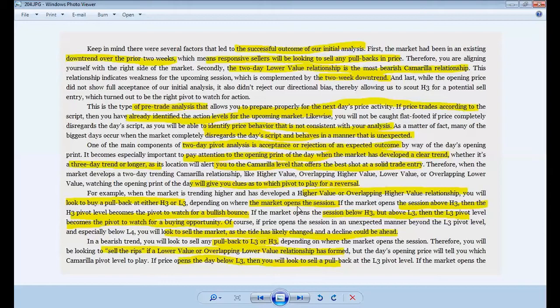For example, higher value, overlapping higher value, lower value, or overlapping lower value. In this 2-day Camarilla pivot point relationship, you need to wait for the opening print of the candle, and that will give you a clue on how to play. For example, let's discuss the higher value relationship. Let me open Paint so that it gives you some idea.